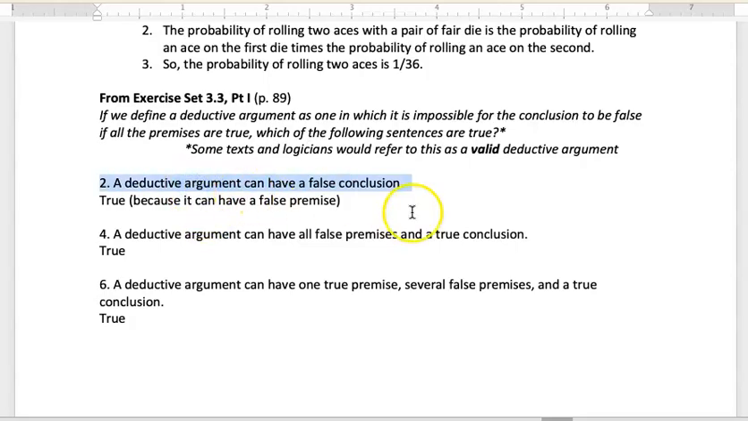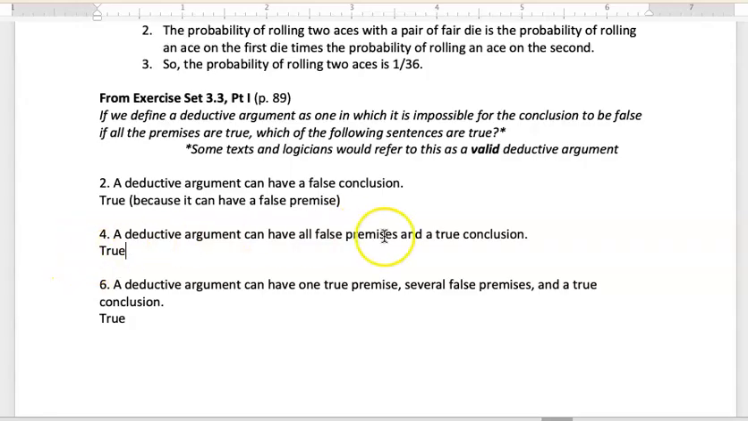All right, so can a deductive argument have a false conclusion? Sure, that's true because it could have a false premise. It's just if the premises are true, the conclusion would have to be true. It doesn't mean it always has a true conclusion, because sometimes it might have false premises. Number 4, a deductive argument can have all false premises and a true conclusion.